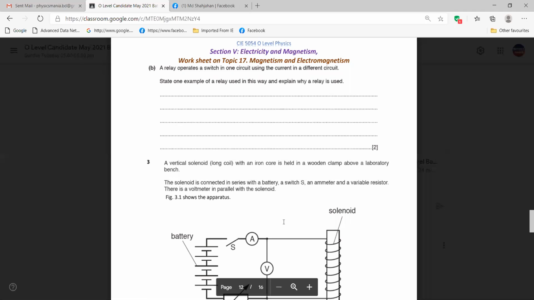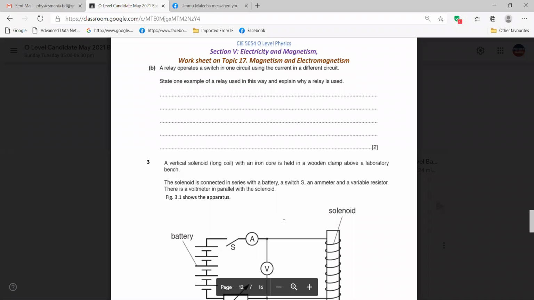Relay operates a switch in one circuit using the current in a different circuit. State one example of a relay used in this way. Sir, I did not understand anything from here. Yeah, they are saying a relay operates a switch in one circuit using the current in a different circuit. So already you have the idea how a relay is working. You are giving current in one circuit, then the other circuit is working, right? In one of the MCQs, you already got the example of how a relay is working.